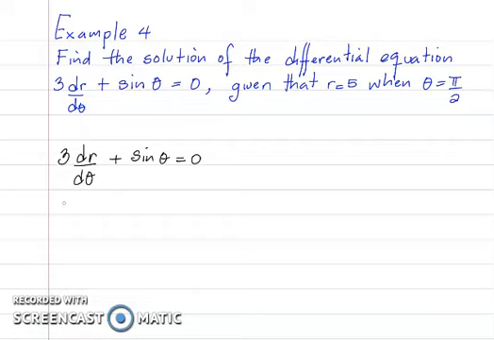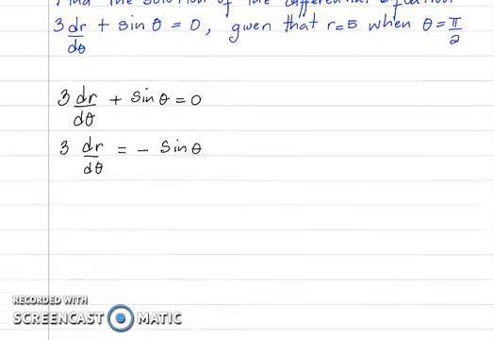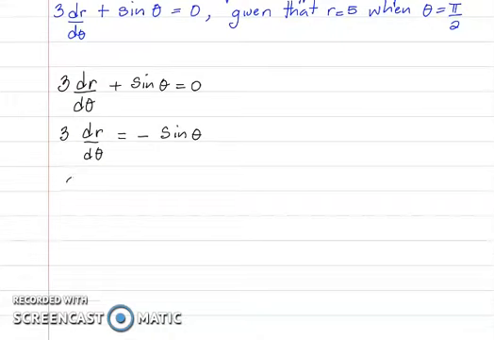I would start out by doing this. 3 dr by d theta is equal to minus sine theta. So positive sine theta goes over and becomes negative. Then I'm going to have 3 dr is equal to minus sine theta d theta. Then I'm going to integrate both sides.